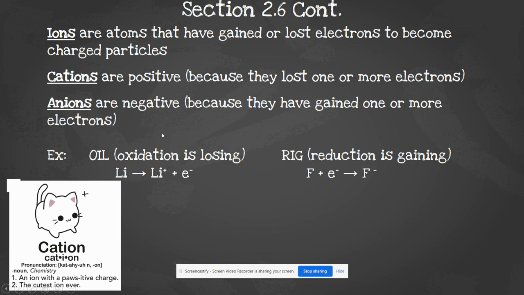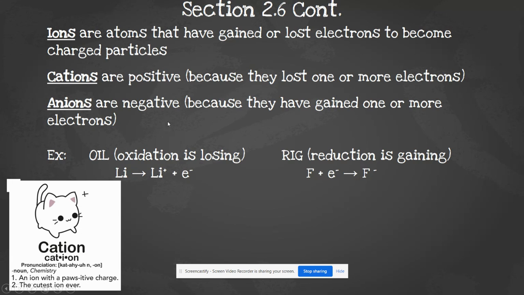But oxidation is losing electrons. So lithium here is being oxidized. It loses an electron to become lithium plus. So you'll see this is a metal, and it's lost its electron, become positively charged. So it's a cation on the right-hand side. And fluorine over here has gained an electron, so you're adding an electron to fluorine to make it a negative ion, which we call an anion.